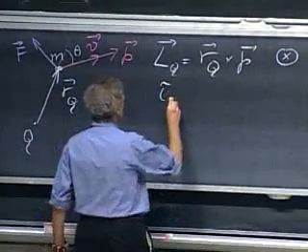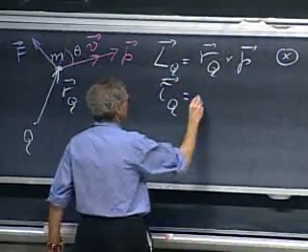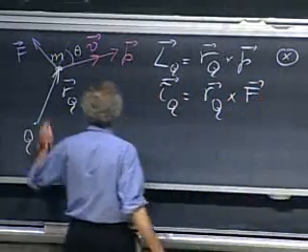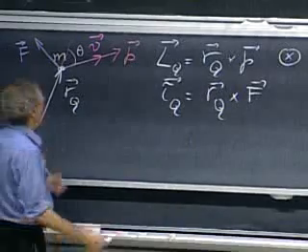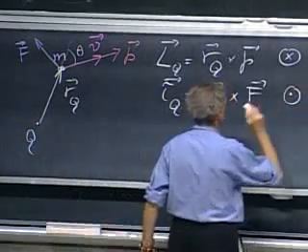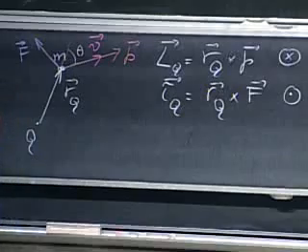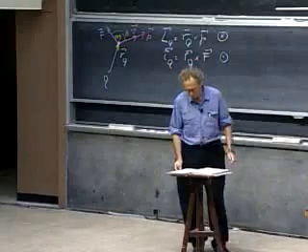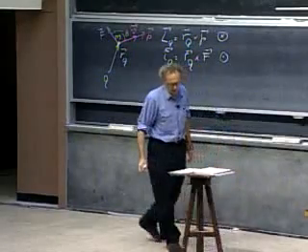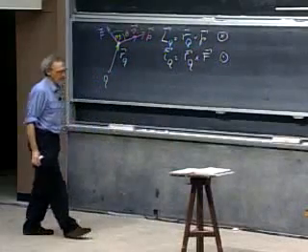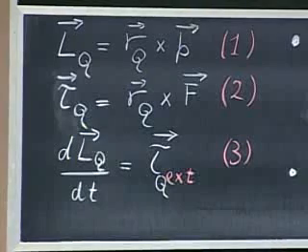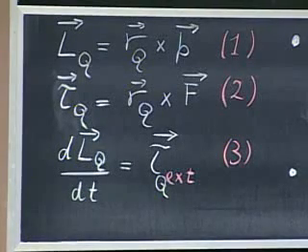The torque relative to point Q is defined as the position vector cross F. In this case, that would be out of the blackboard. And again, the magnitude can be found, but you have to take into account the angle between the position vector and the force. A torque leads to a change in angular momentum. You see that in equation 3. If there is no torque, then angular momentum won't be changing.